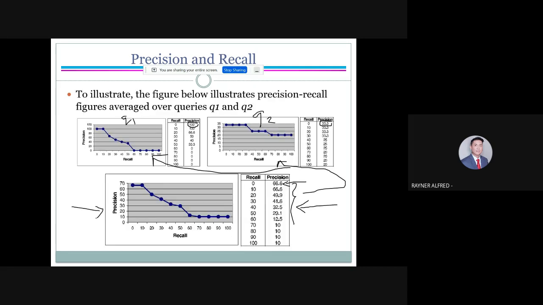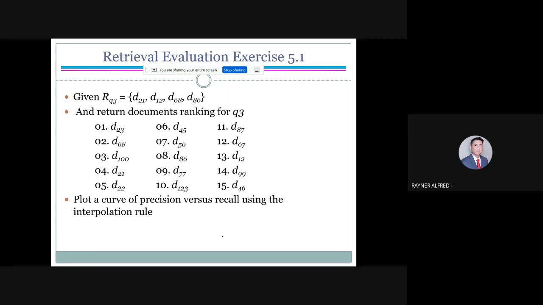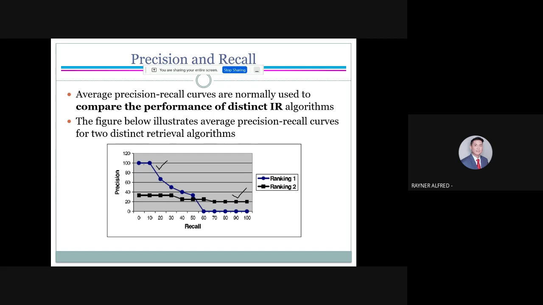So let's suppose we want to perform a comparison between two IR systems. This is the first one, this is the second one. Which one is better? In that case, we need to compute the area under the curve. Which one covers more area? I will go over how we compute the area under the curve.